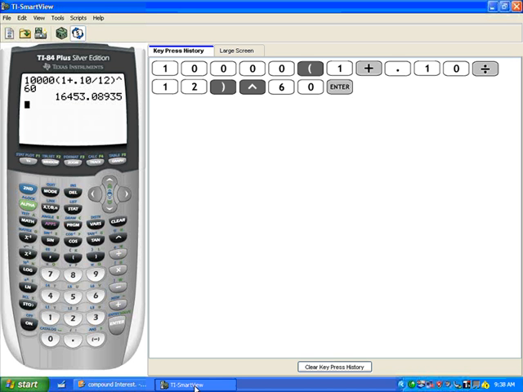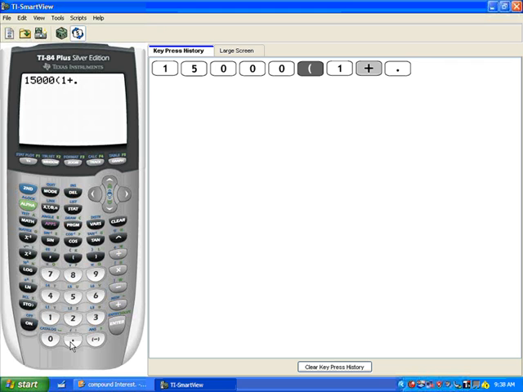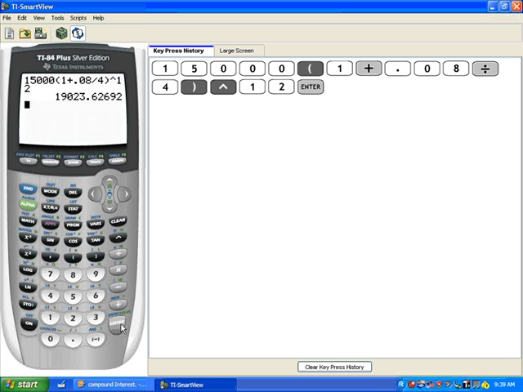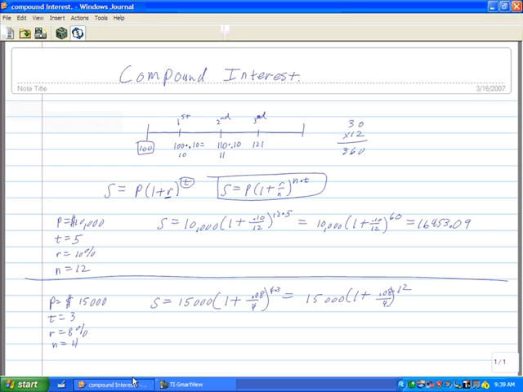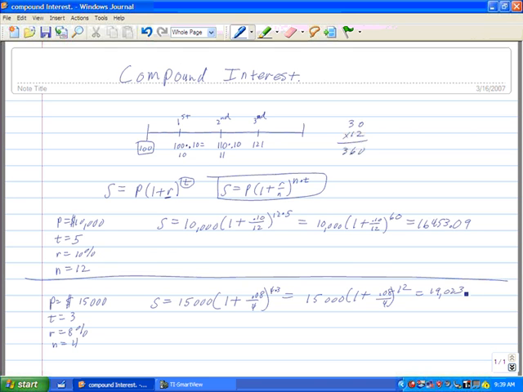All right, and when we go back to the calculator, we start off with the 15,000, parentheses, the 1 plus the 0.08 divided by 4, close the parentheses, to the power 12, and that's $19,023 and 63 cents when we take it to the nearest penny.